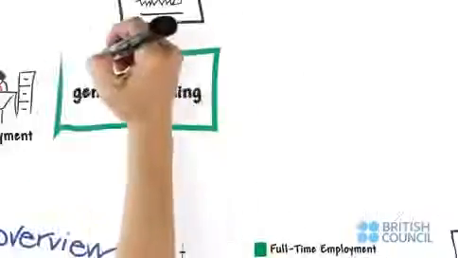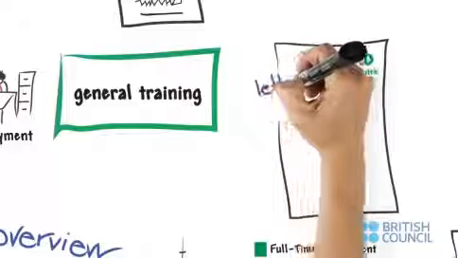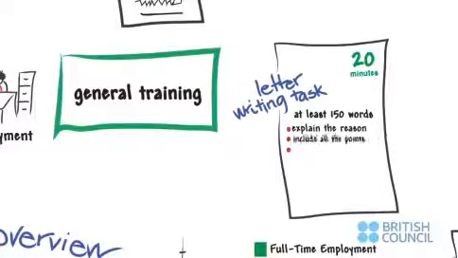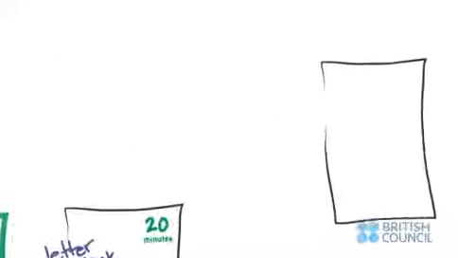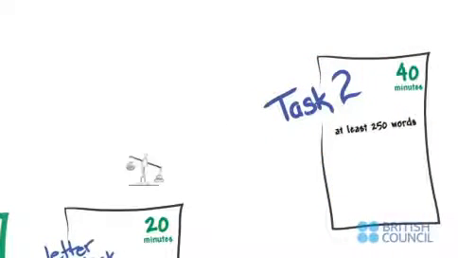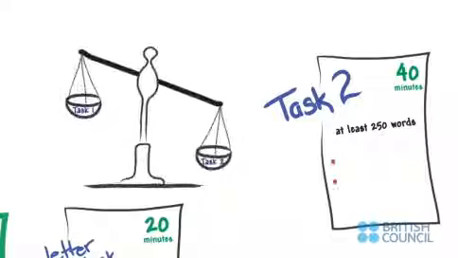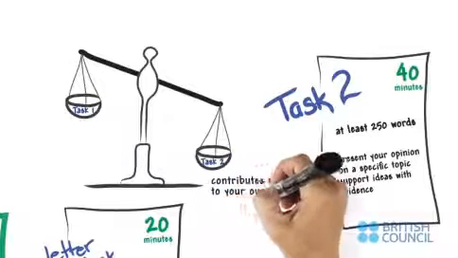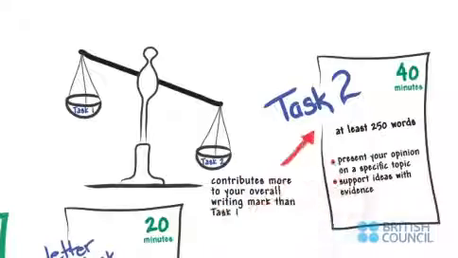In the General Training module, there is a letter writing task of at least 150 words. In this task, explain the reason for the letter, include all the points mentioned in the question, and use a consistent and appropriate tone. In both modules, Task 2 is a short essay task of at least 250 words. You are expected to present your opinion on a specific topic, supporting your ideas with evidence. Task 2 contributes more to your overall writing mark than Task 1.